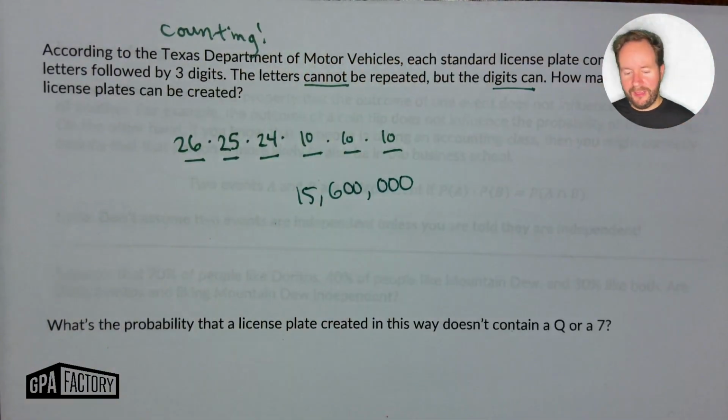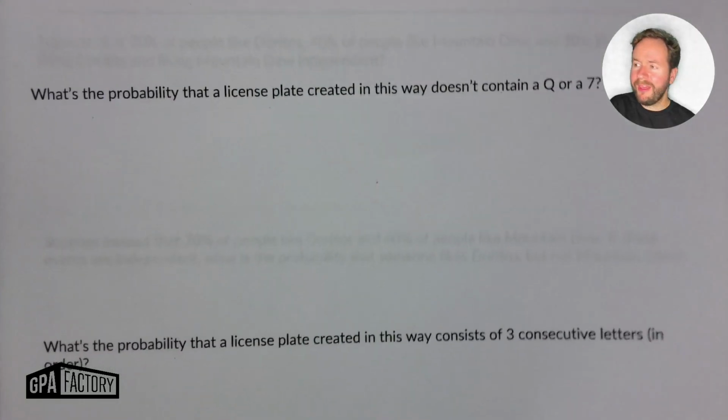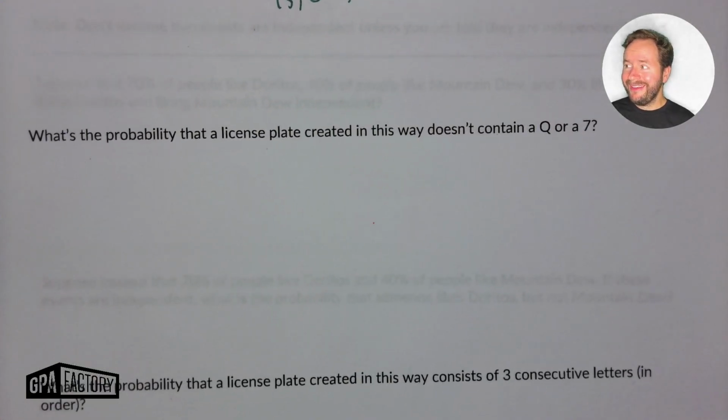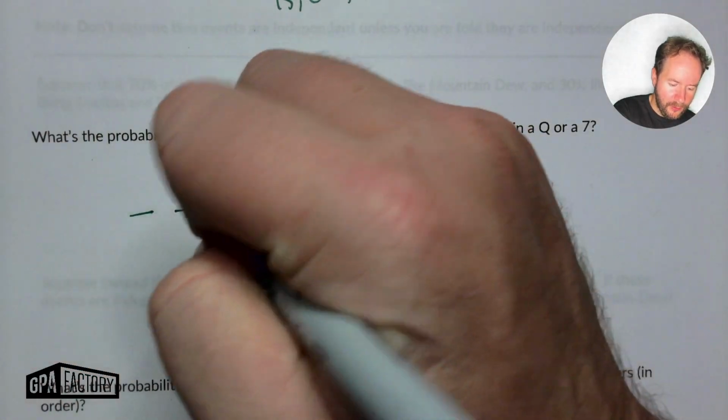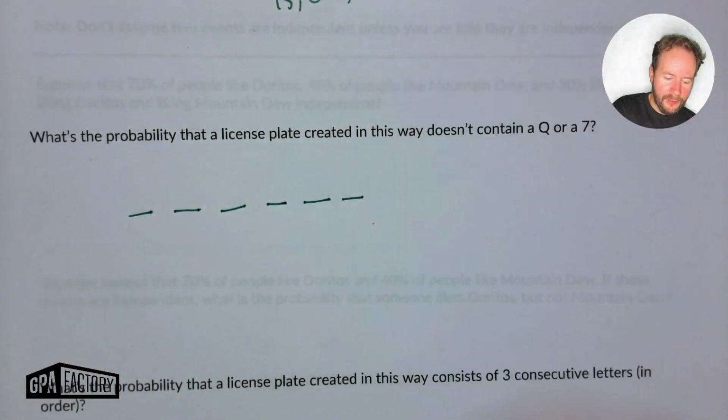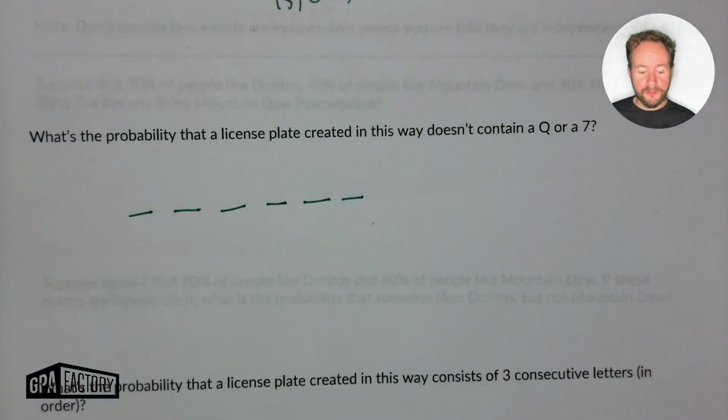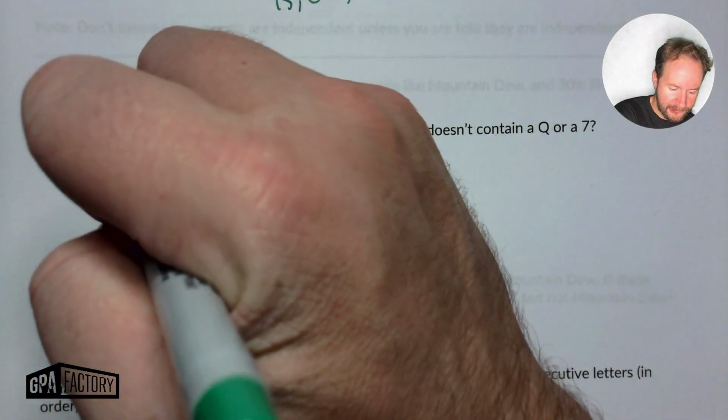15,600,000. Fantastic. What's the probability that a license plate created this way doesn't contain a Q or a 7? So it doesn't contain a Q or a 7. Well, I'll draw my blanks. I cannot pick a Q, which means my first letter can be anything it wants to except Q.